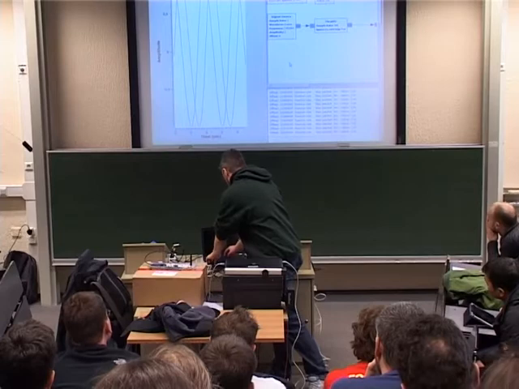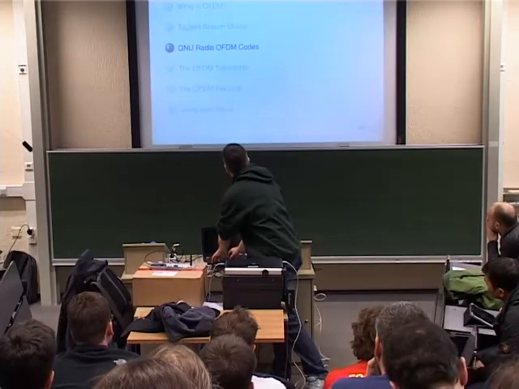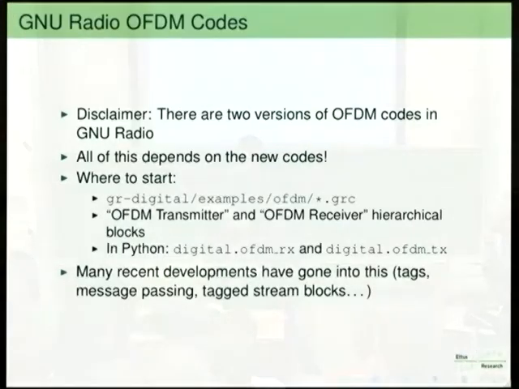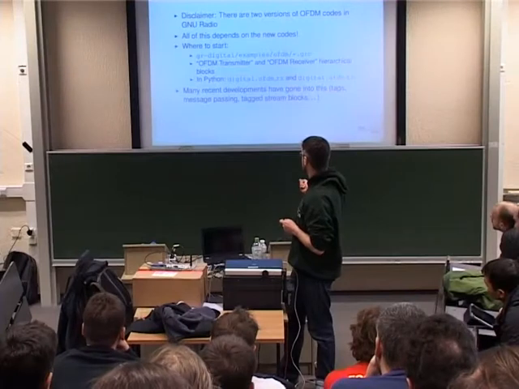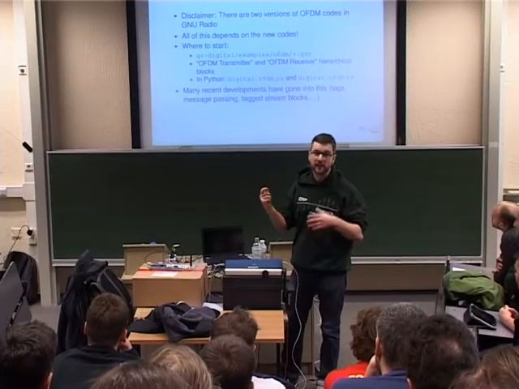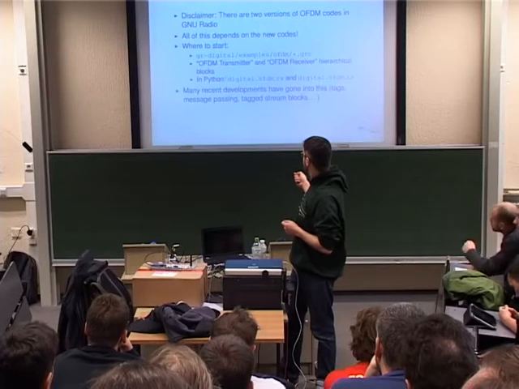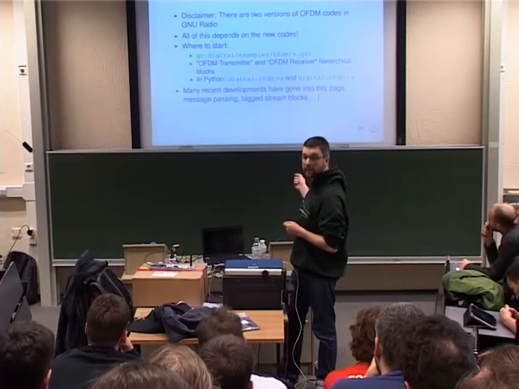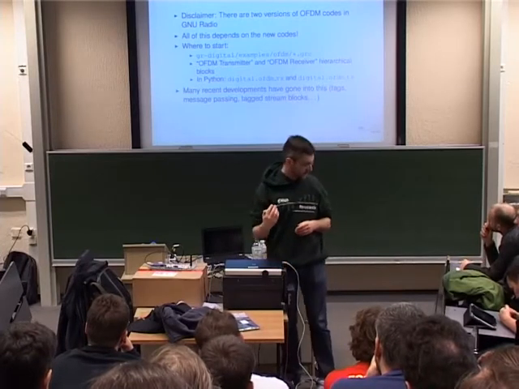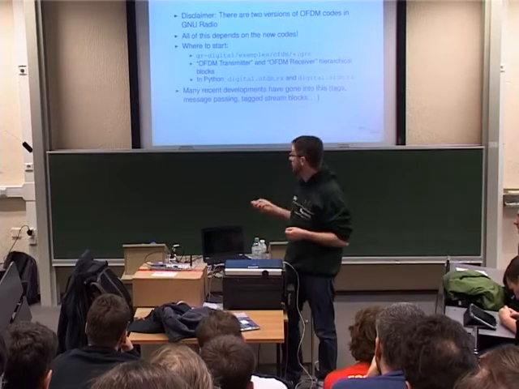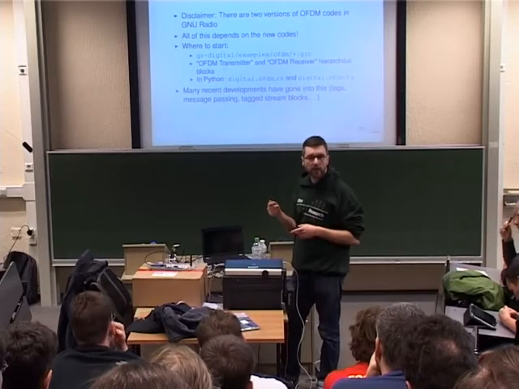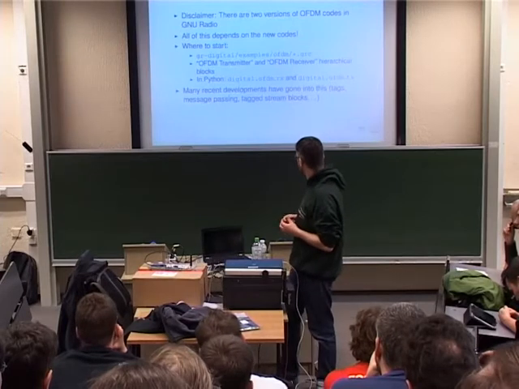Okay, this is just something I really needed to talk about before I get into this. Now, first of all, there's two sets of OFDM codes, and what I'm talking about here all depends on the new set of codes. If you have a look at these files, in case you're looking at this later on in the video, these are all the ones that use these new elements, because we introduced a couple of new features in GNU Radio which are all used by these blocks, and there's also an old state where we didn't have these features yet. Okay?